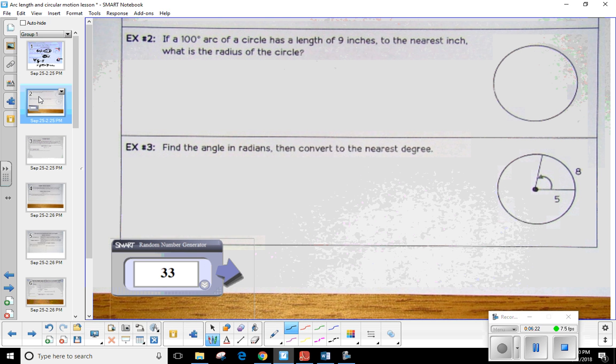I have another really good one. Let's see if you like it, and we'll get there. Okay, example 2. If a 100-degree arc of a circle has a length of 9 inches to the nearest inch, what is the radius of the circle?